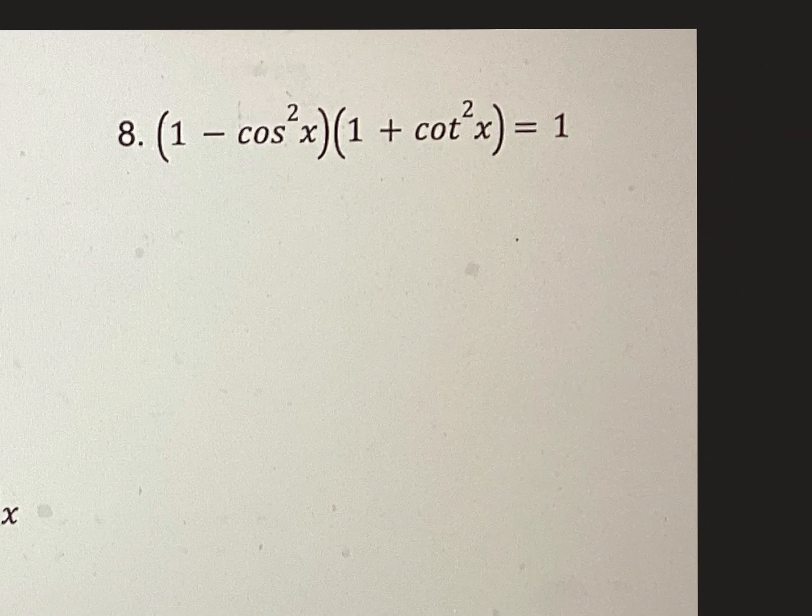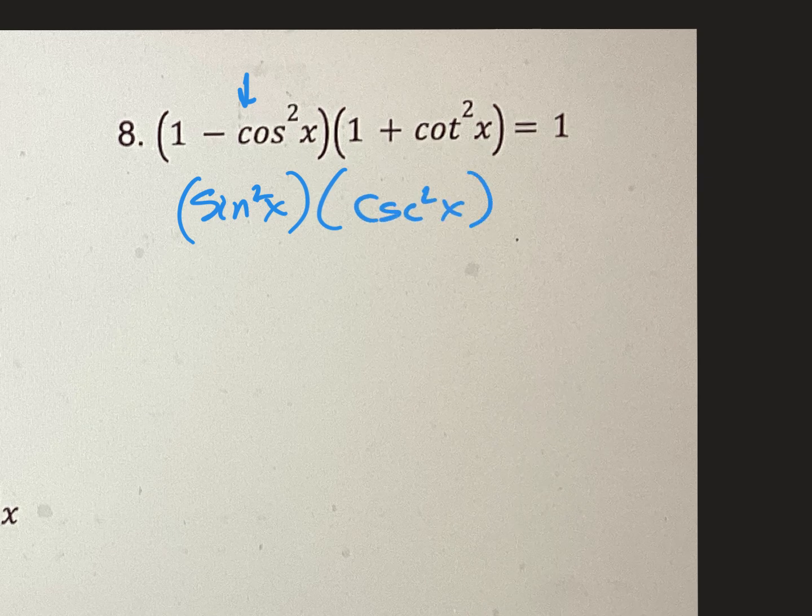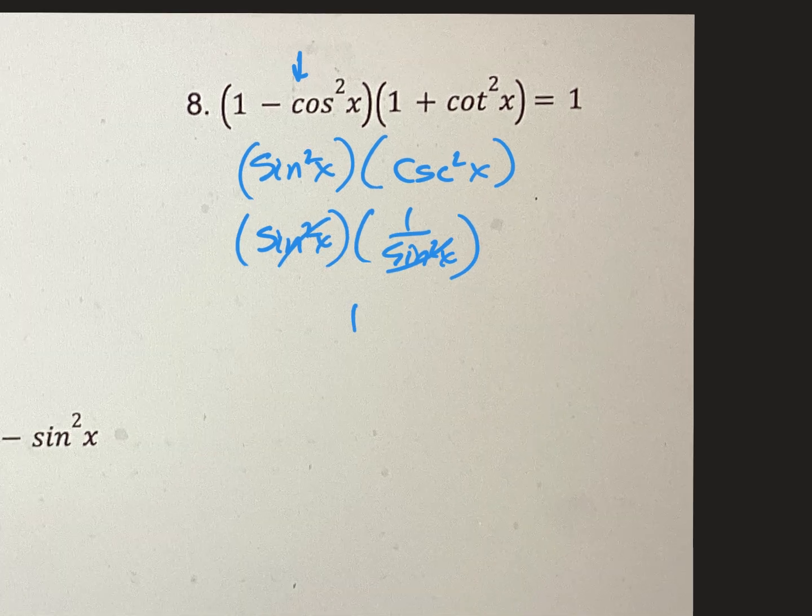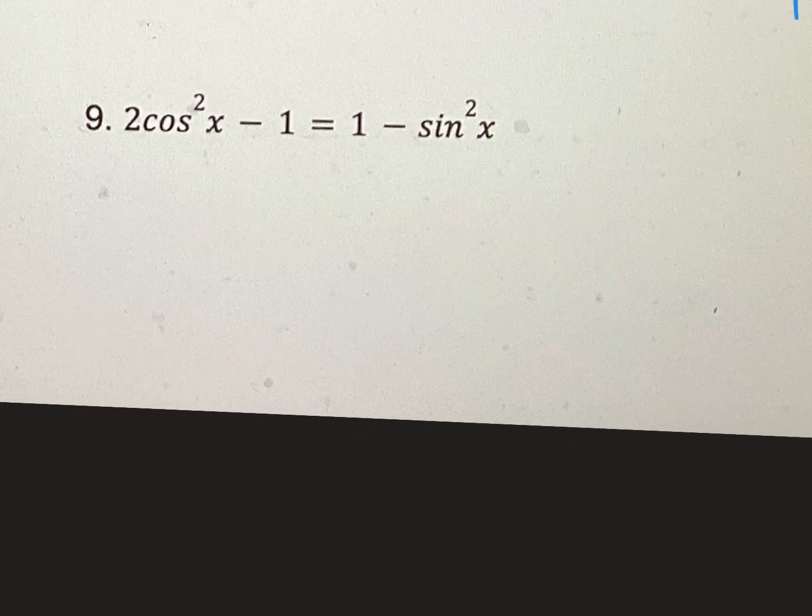Number 8. Again, do the math here however you want to go. I'm noticing something though. If I see 1 minus cosine squared, I'm thinking, man, that looks awfully familiar. Like sine squared plus cosine squared is 1, which means 1 minus cosine squared, that is sine squared. Love it. The second one, 1 plus cotangent squared, that's on your sheet also. 1 plus cotangent squared is cosecant squared. Now let's change and see if we can simplify. So that's sine squared right there. Cosecant squared is 1 over sine squared. Sine squareds cancel. Look what I got. Are you kidding me? Just 1. That's what I needed.